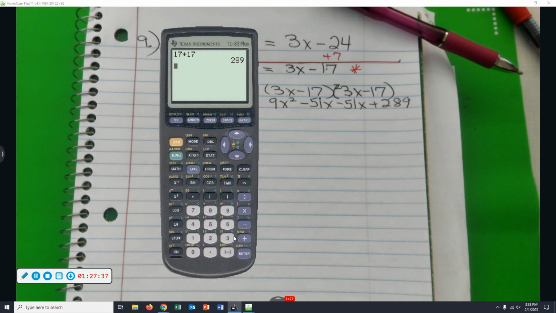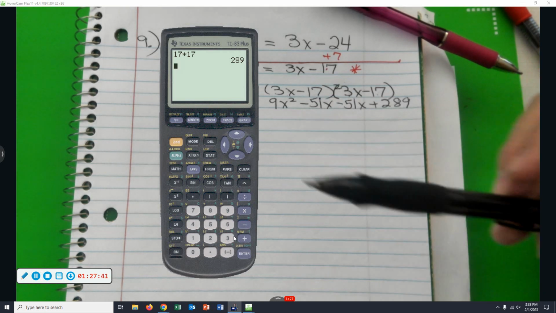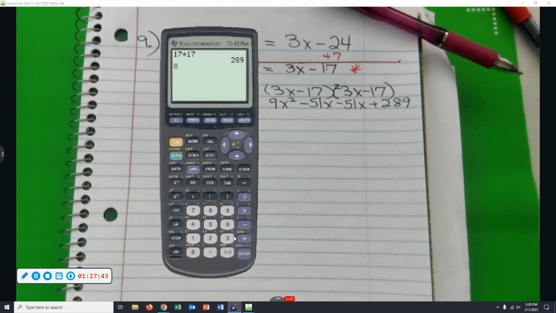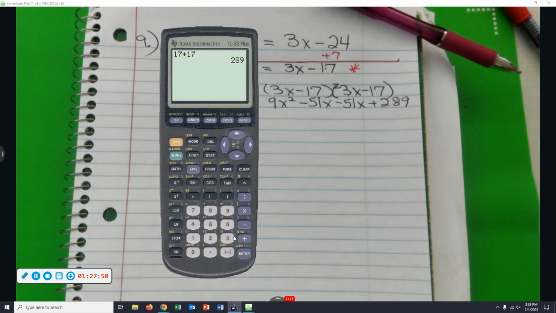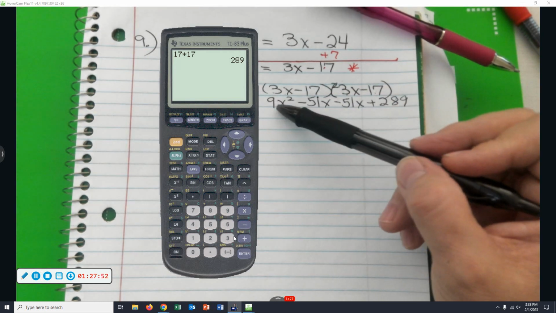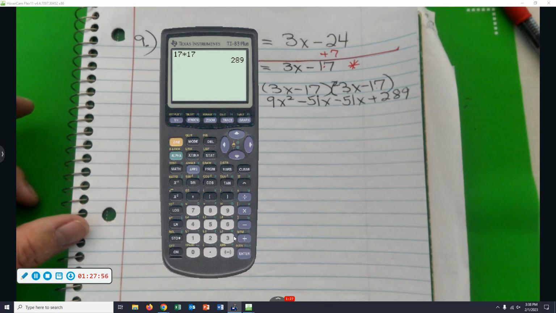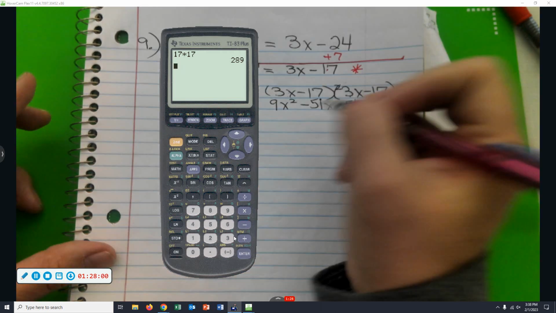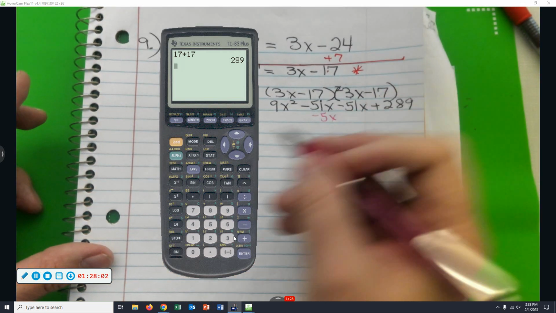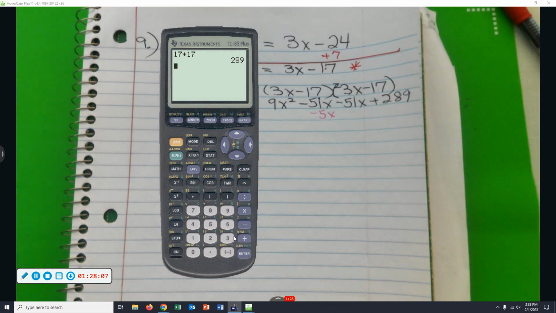But I see a 9x squared, so this is going to be quadratic. I need to get it set equal to 0. So what do you think I'm going to do? Am I going to get the 0 on the left or on the right? I'd say get it on the left because I want that 9x squared to stay positive. So, just because this is getting so messy, I'll subtract 5x. I'm going to show this. Normally I don't show that stuff at this point.